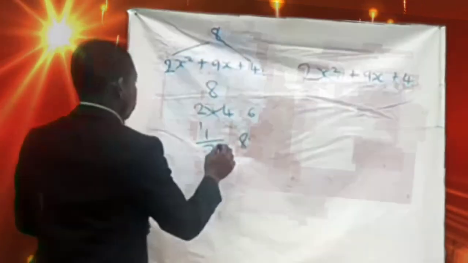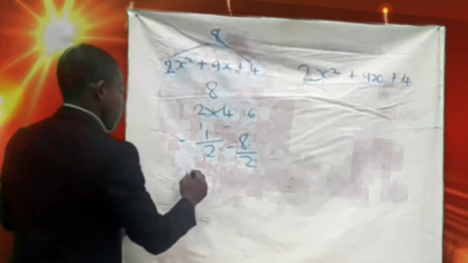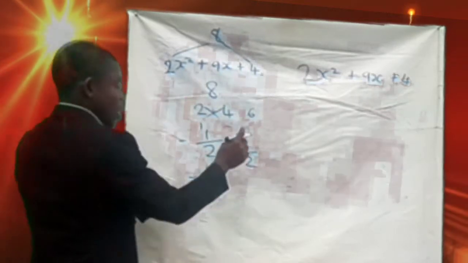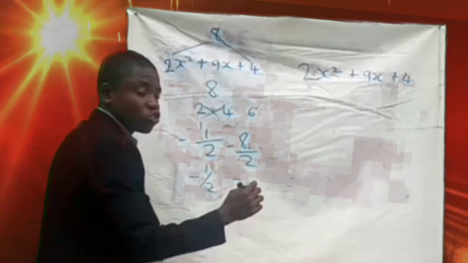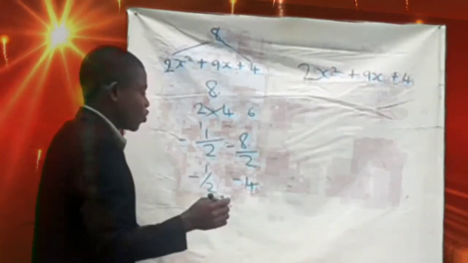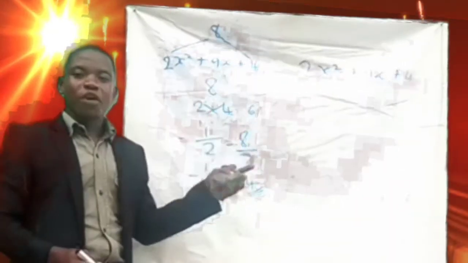So divide by the coefficient of x squared, and invert the sign. From here you simplify this to be minus 1 over 2, and you simplify this other one to be minus, you got it right. So these are your two values for x.